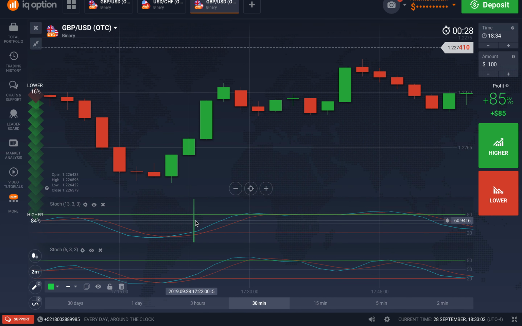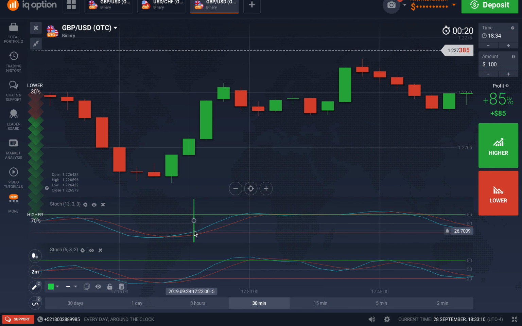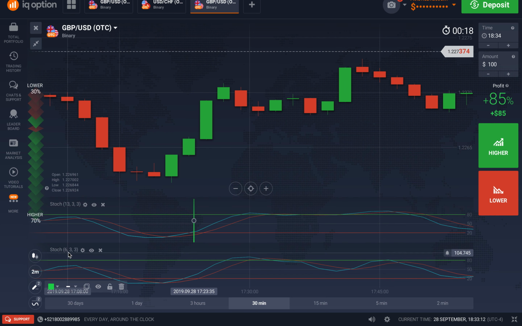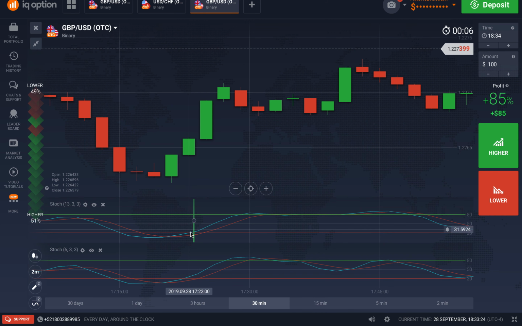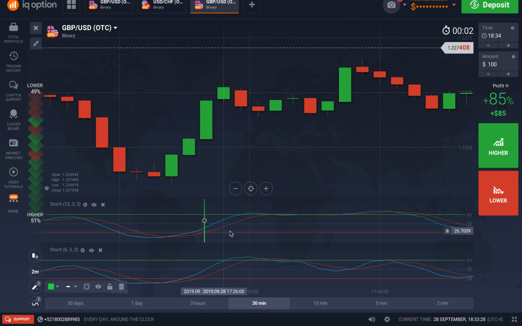Now, if you look at the difference between the two, I made one faster. That's all I did. The bottom one is the faster one. It's the 6, 3, and 3, versus 13, 3, and 3. Now, the crossover on the 6 happens a bit faster compared to the one at the top. You can just slightly see it, because remember, we're looking at the red line.